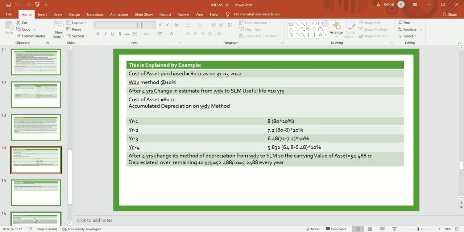And after 4 years the company changed its method of depreciation from WDV to SLM. So the carrying value at the end of the 4 years will become 52.488 crores, and that amount is to be depreciated over the useful life, that is 10 years. So depreciation will be 52.488 divided by 10 equals 5.2488 every year. So previously the company charged depreciation on WDV, and after 4 years, the company started depreciation on SLM on the carrying value at the end of the 4 years.